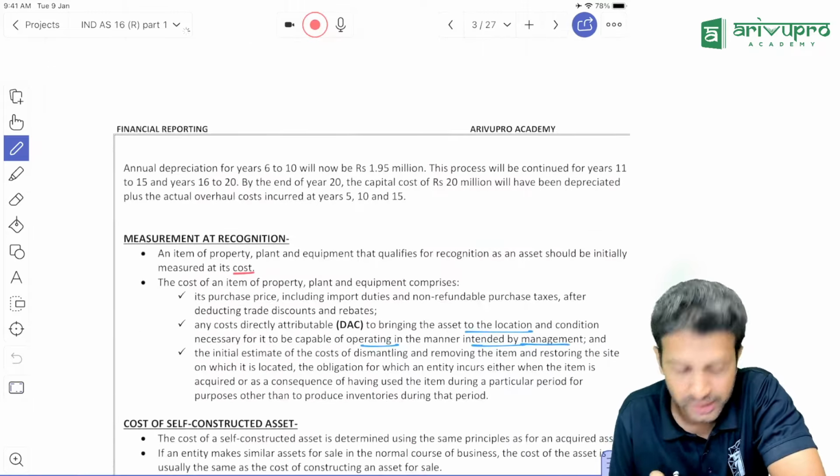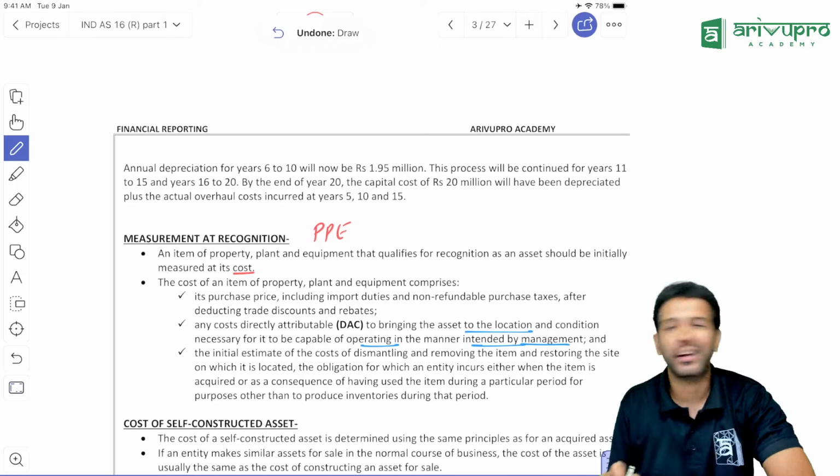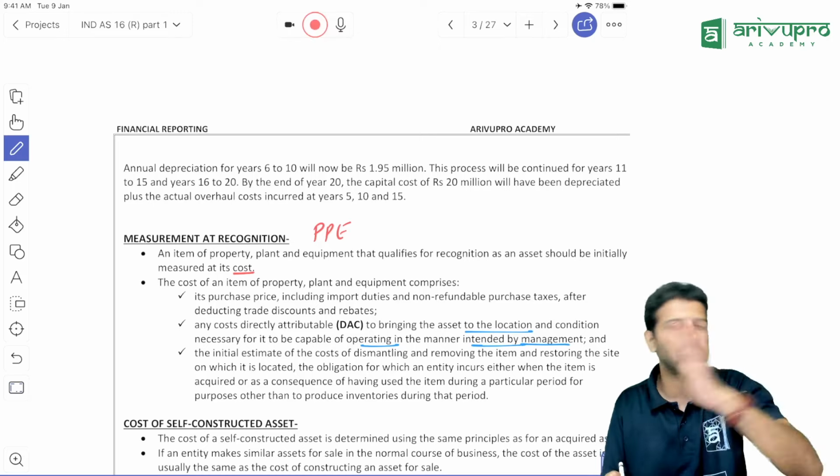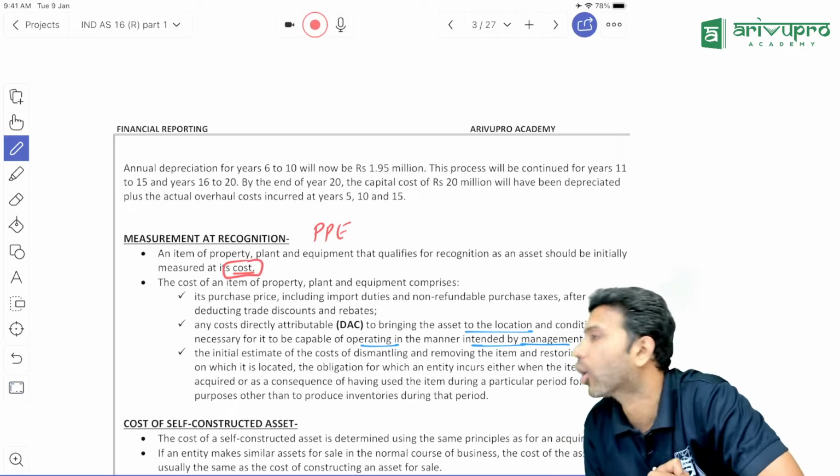Okay, moving on to the next. Next one is, sir, PP, all the property, plant and equipment, doesn't matter whether it is a building, machinery, computers, whatever. Initially, all the PPs are recognized at cost.